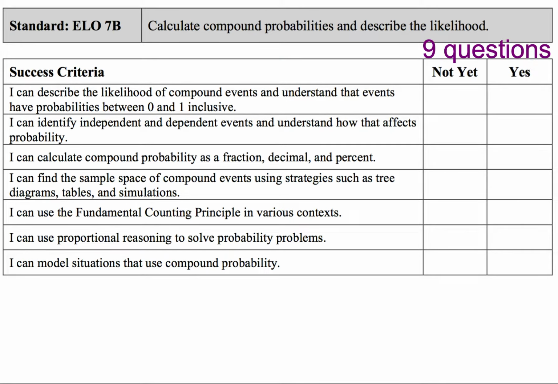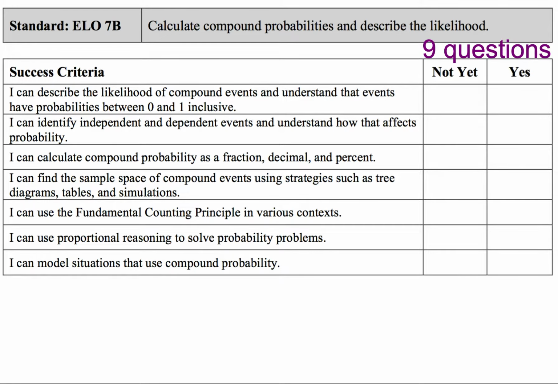Okay, second section of the test has 9 questions. It includes, I can describe the likelihood of compound events and understand that events have probabilities between 0 and 1 inclusive. I can identify independent and dependent events and understand how that affects probability. I can calculate compound probability as a fraction, decimal, and percent. I can find the sample space of compound events using strategies such as tree diagrams, tables, and simulations.